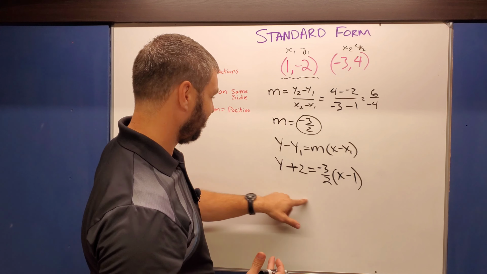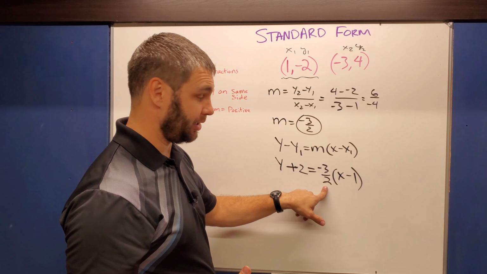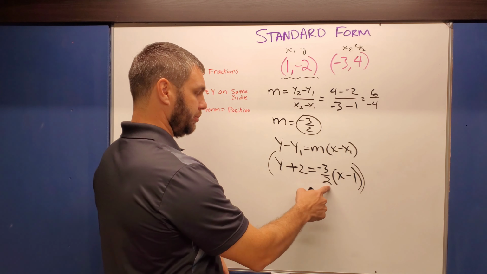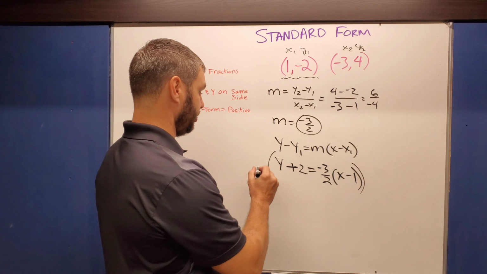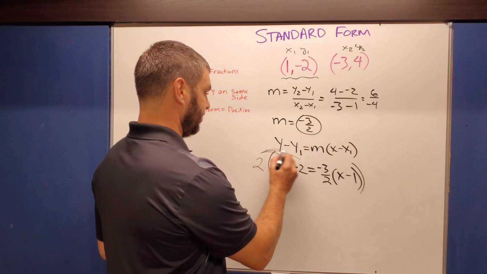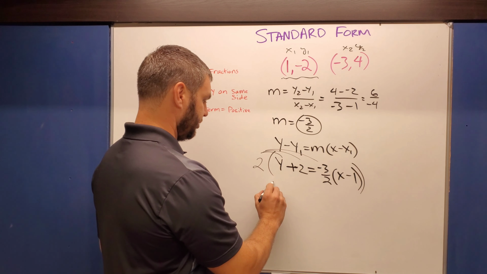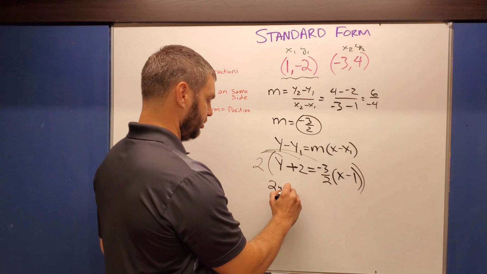So here, I have fractions first off, which I can fix by multiplying the entire equation by the denominator of that fraction, which is a 2. The reason I choose this is because in this step, it is going to cancel. So if I distribute this in, 2 times y is 2y, 2 times 2 is 4.